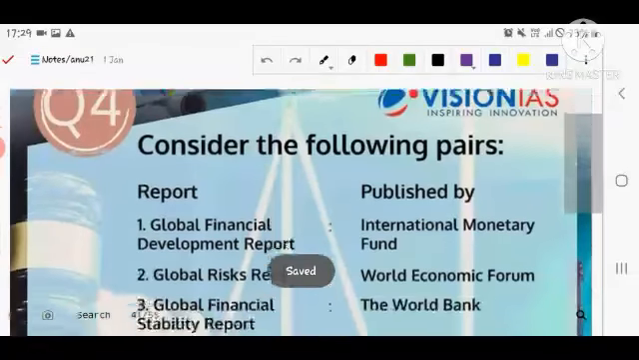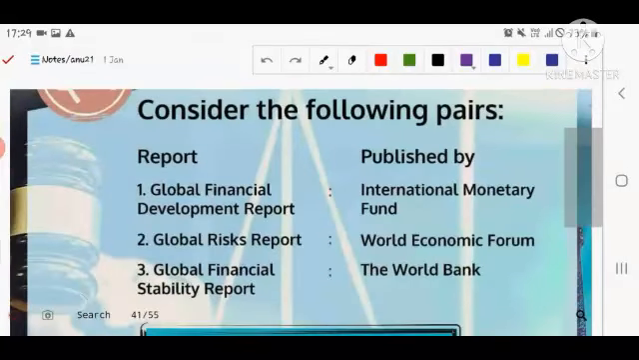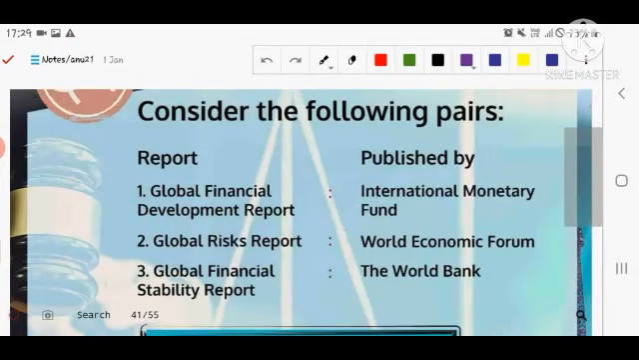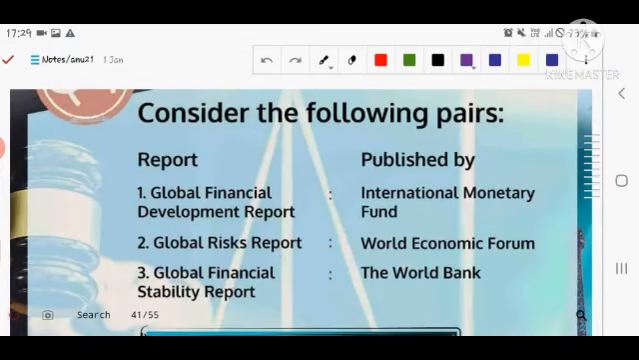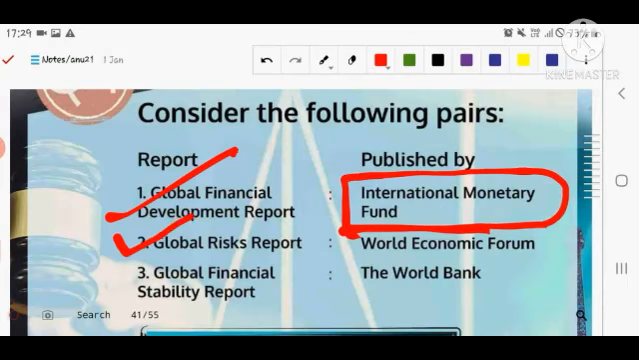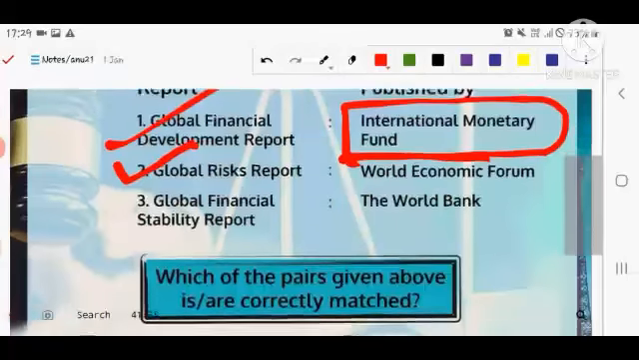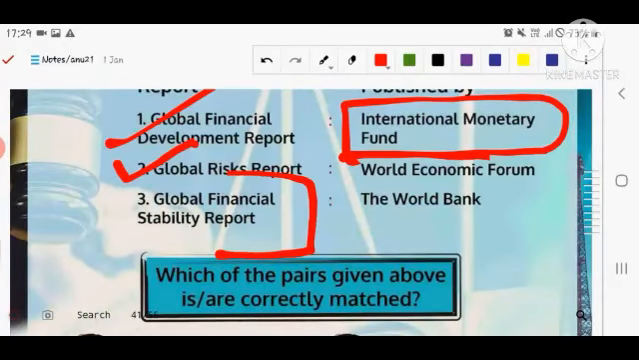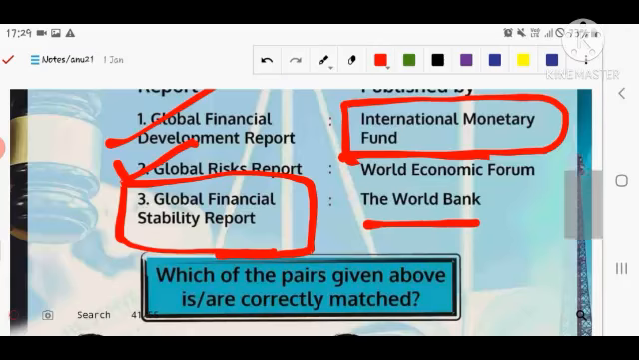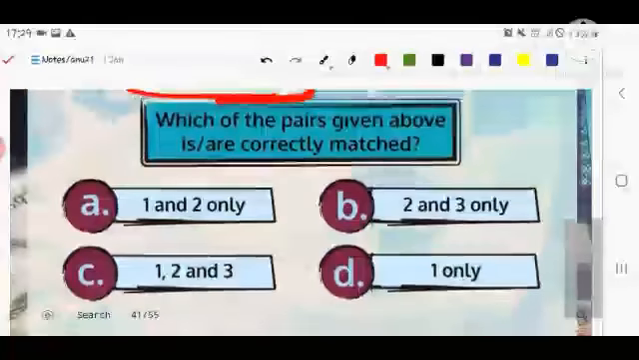Let's see the next question. The next question is related to the reports published by various organisations. First, Global Financial Development Report, published by the International Monetary Fund. Number two, Global Risk Report, World Economic Forum. Number three, Global Financial Stability Report, the World Bank. So you have to choose the correct option from there.